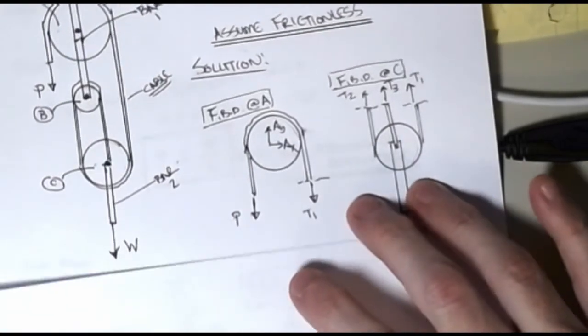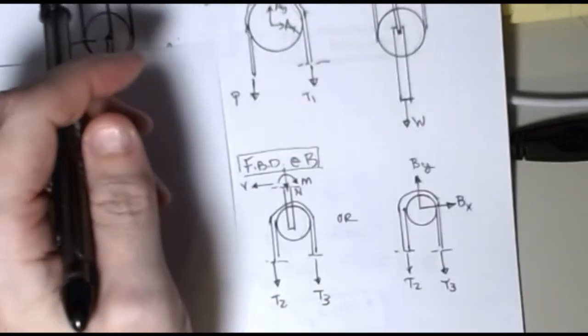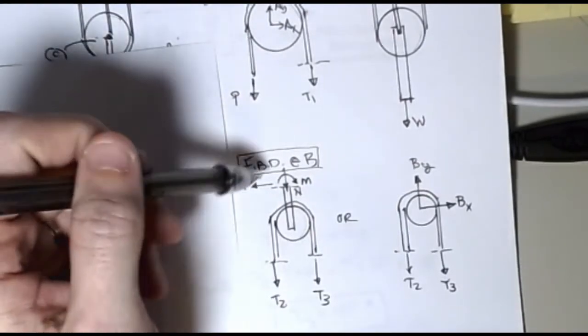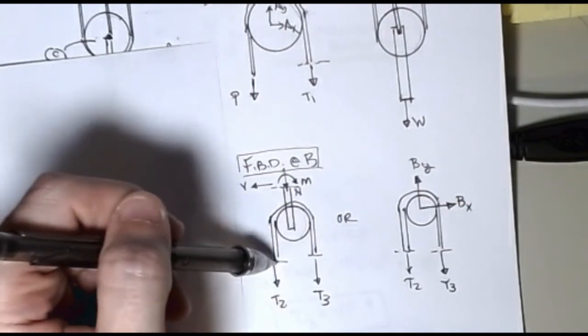The next piece is the pulley at B. I know there's a lot going on here. Just like we did before, now I'm coming in, and I've cut that T2.